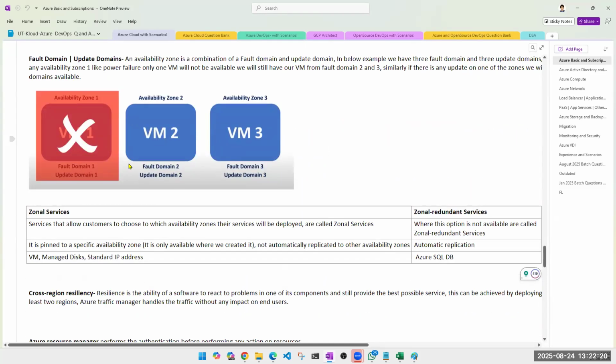Here it is. This is the one. And these jargons will be asked for sure. The moment someone is talking about high availability, they will talk about availability set, they will talk about availability zone, and they will ask you what is fault domain and update domain. So let me explain this to you.